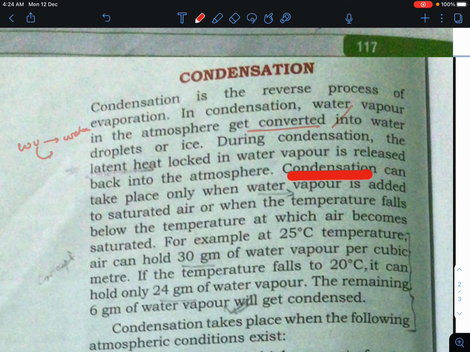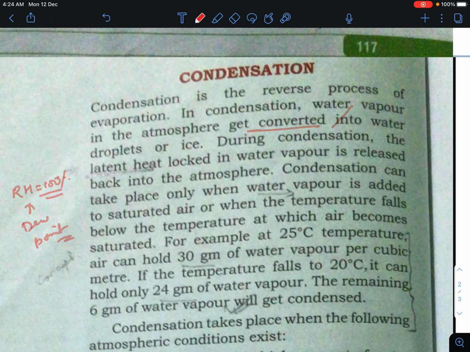As we have already studied, when the RH becomes 100%, the temperature at which the RH is equal to 100% is called the dew point. From this dew point, condensation starts. Now I'll explain what this is.